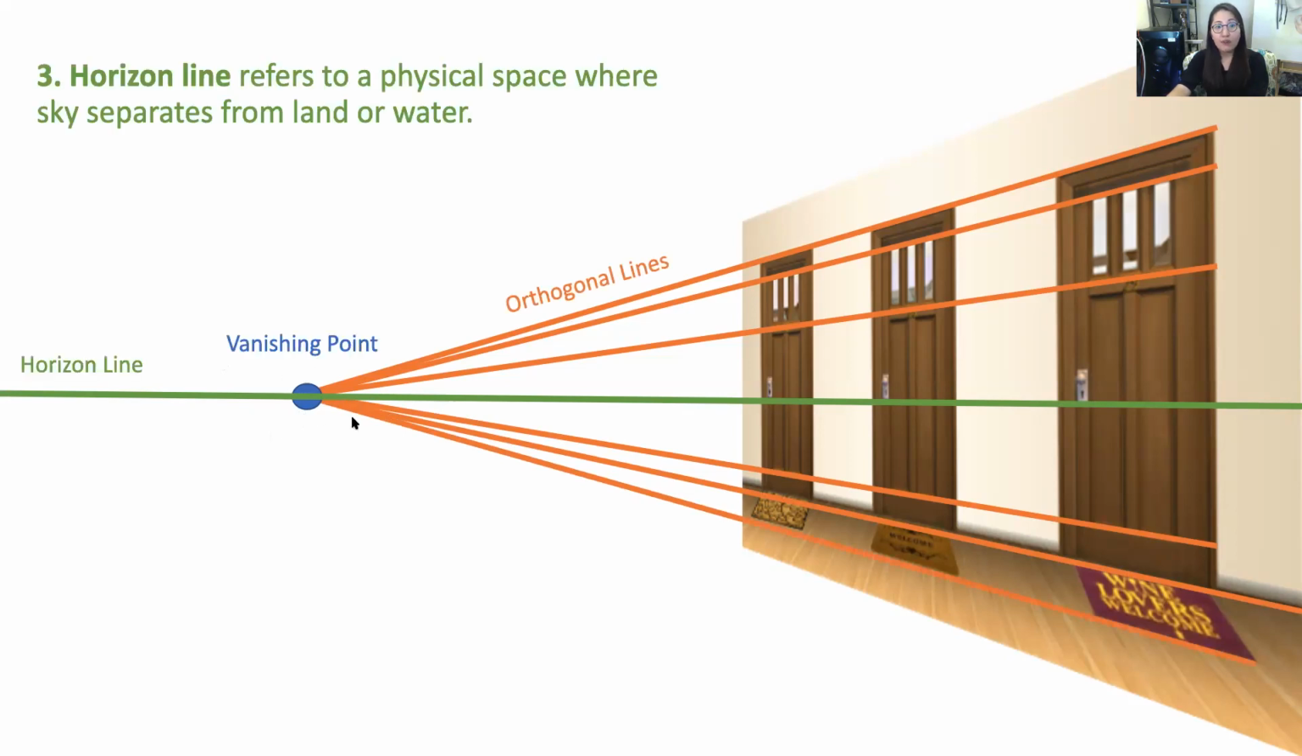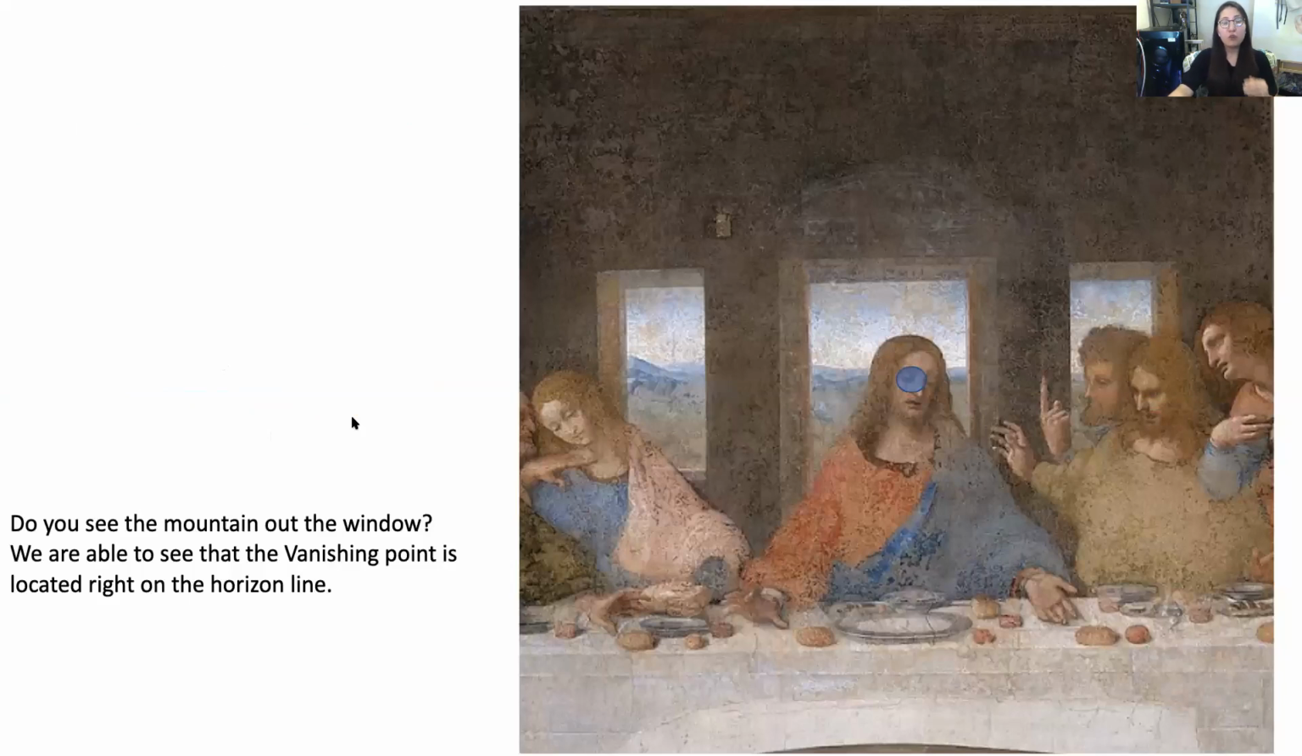Now, it refers to a physical boundary between sky, land, or water where it meets. It is also known as eye level. It's the actual height of a viewer's eye when looking at an object, interior space or exterior space. You're actually looking at the far out horizon line that is a physical boundary between sky and the land.